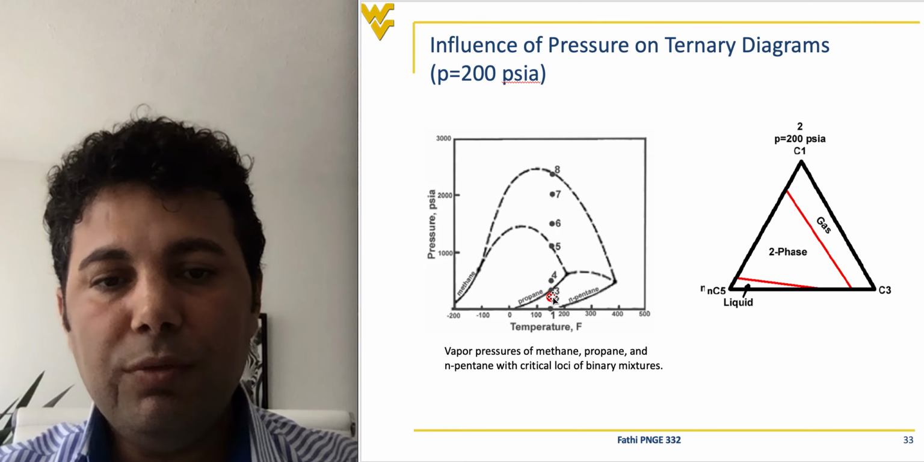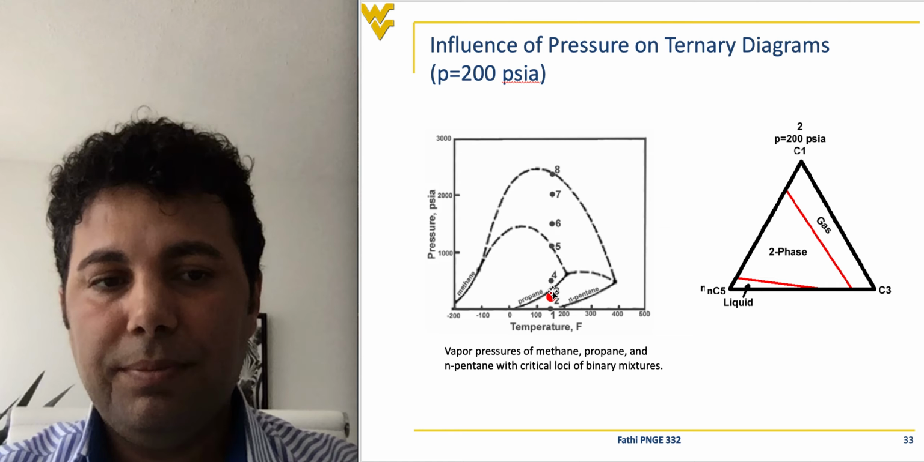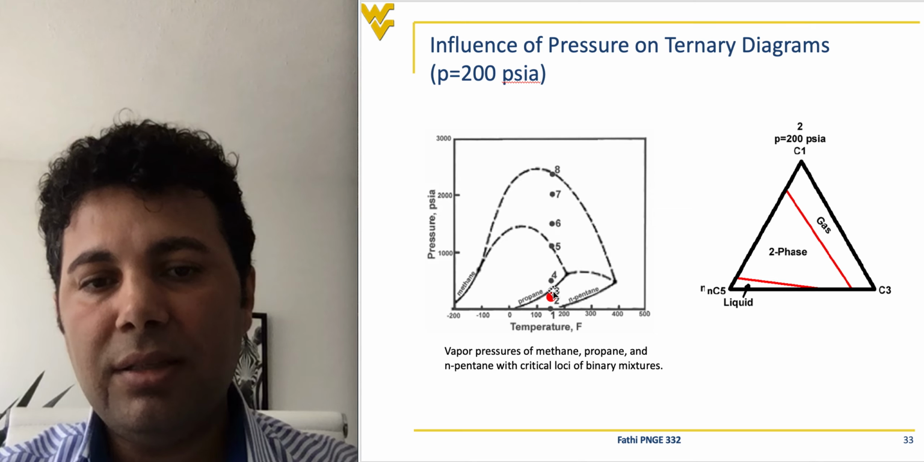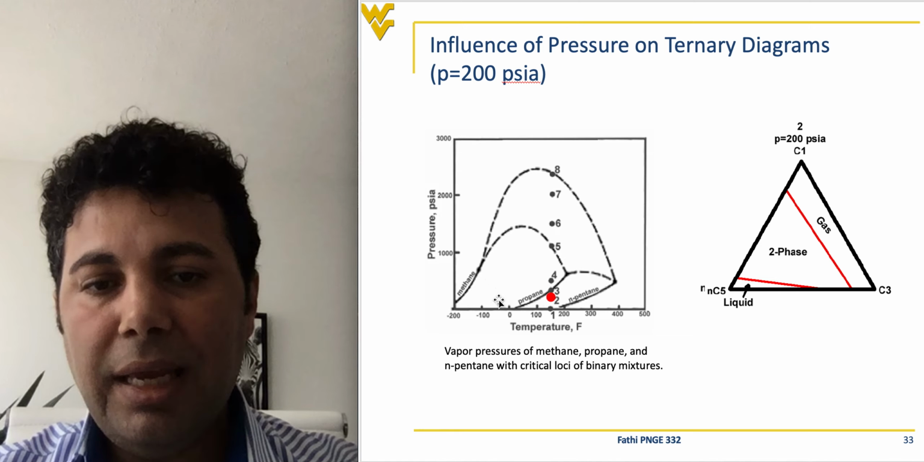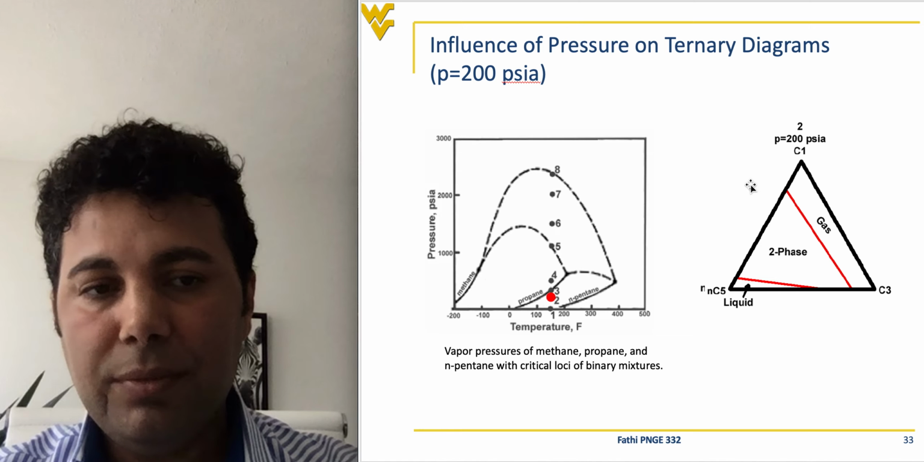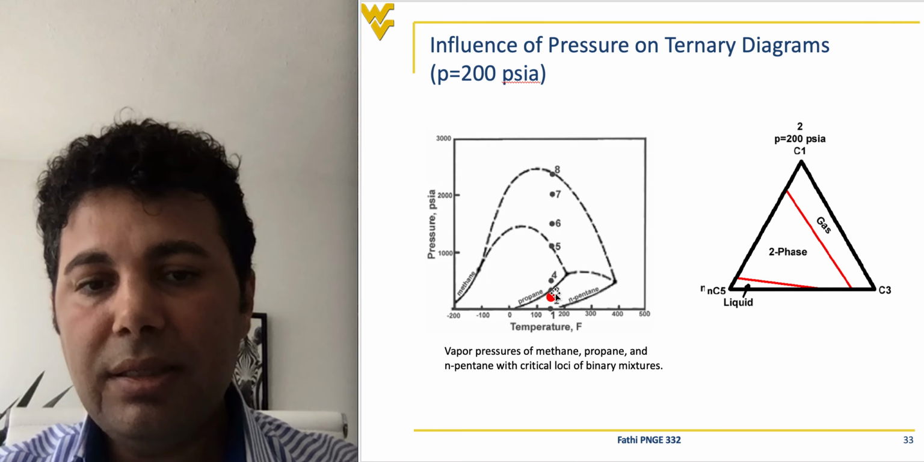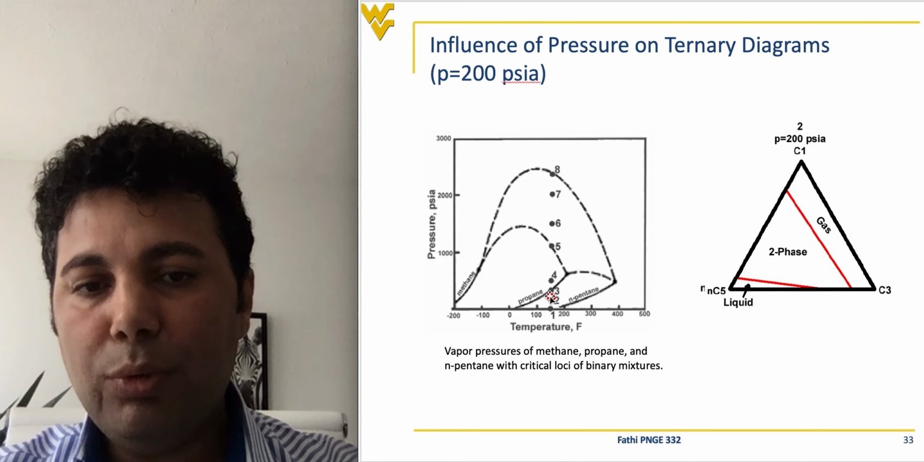So if we move the pressure up to point 3, looking between methane and N-pentane, point 3 is still inside the envelope, so still I should have gas, two-phase, and liquid. If I look at the methane and propane, point 3 is at the dew point line, so this should be still gas.